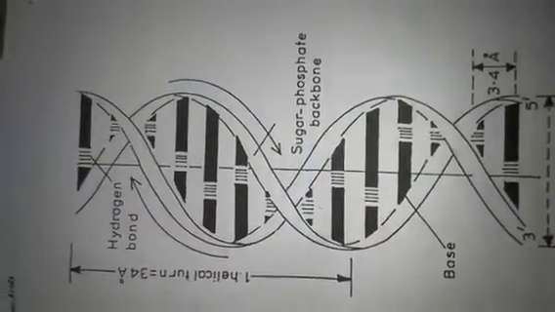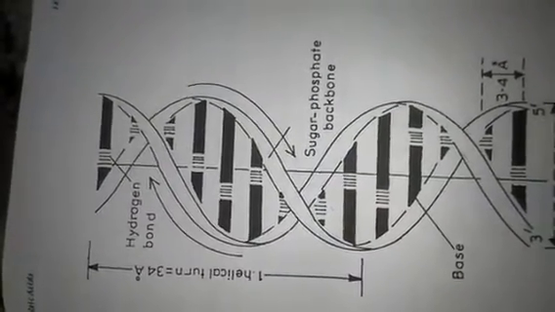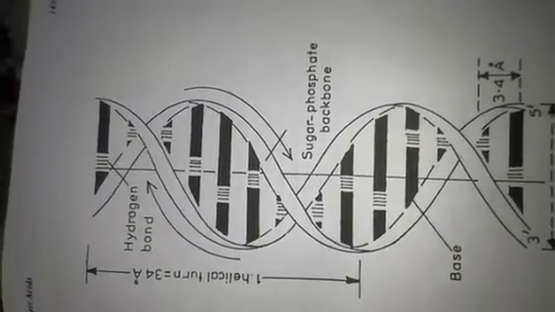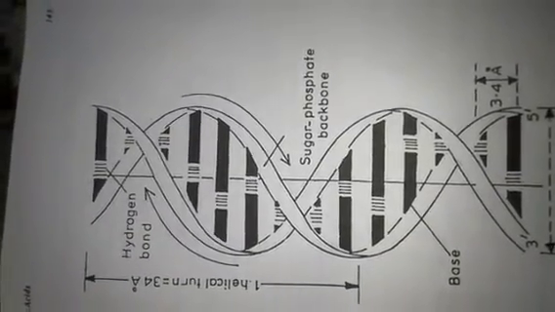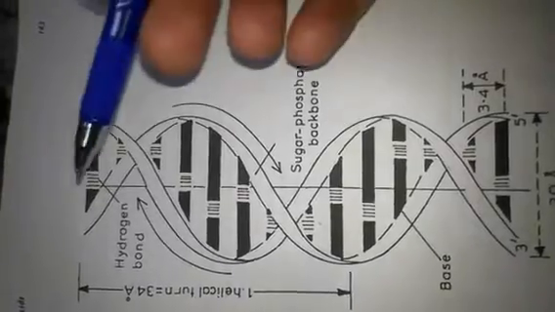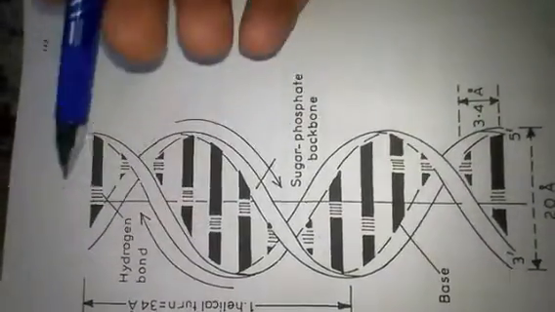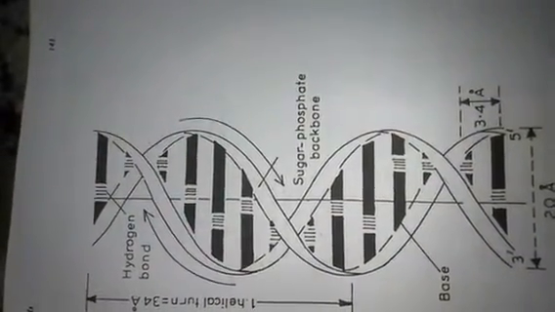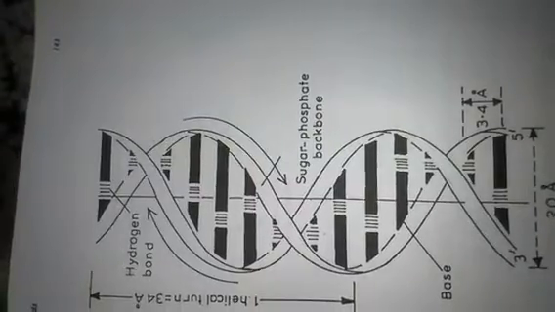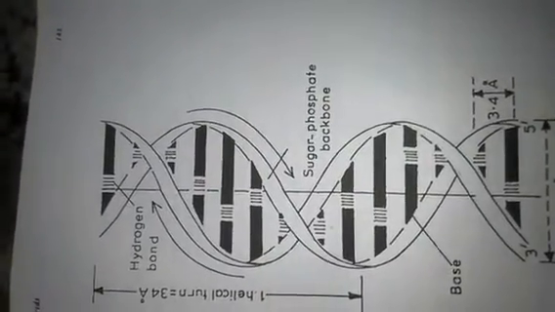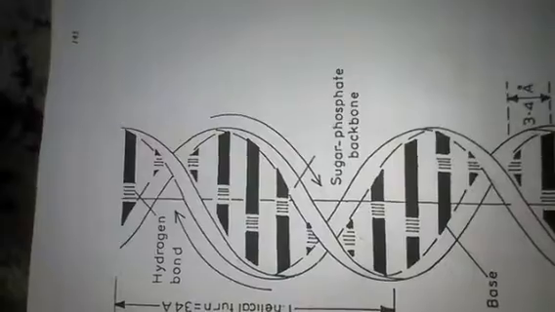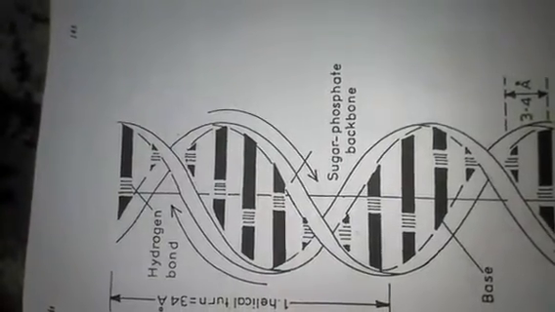These polynucleotide chains are separately coiled to form a double helix, a right-handed helix about the central axis. These polynucleotide chains are separately coiled and they form a double helix. The two chains of DNA are complementary to each other.